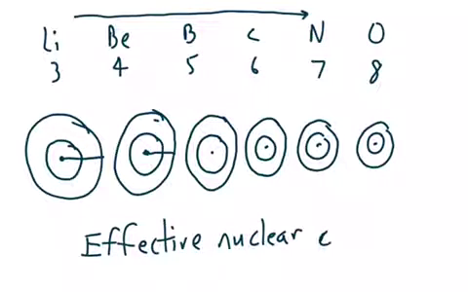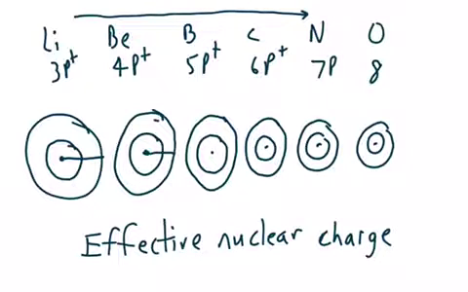Effective nuclear charge. As you go from left to right, notice that the number of protons increases. That's the atomic number. This one has 3 protons. Also it has 3 electrons. This one has 4. This one has 5. So notice that the effective nuclear charge, which is essentially the number of protons in the nucleus, begins to increase. So what does that have to do with influencing the size of the element?